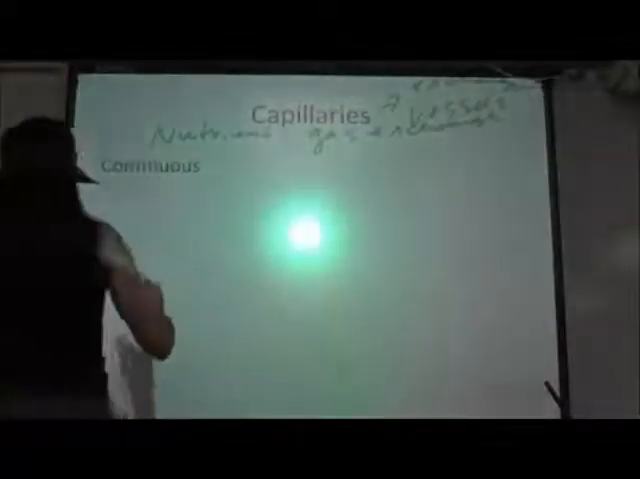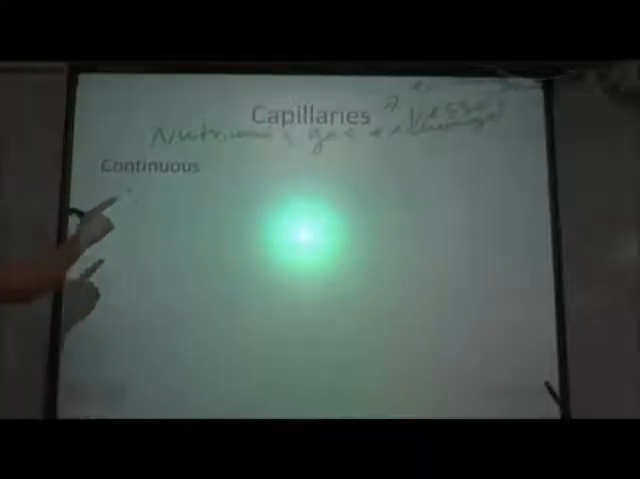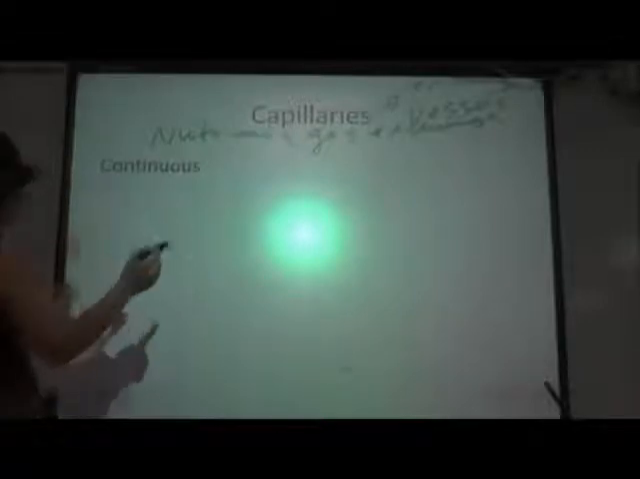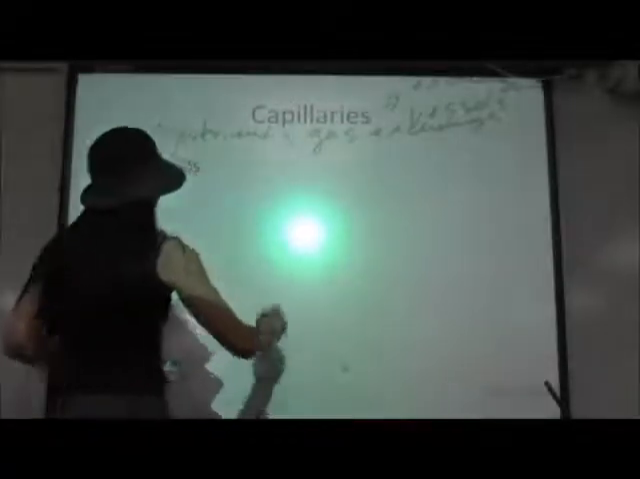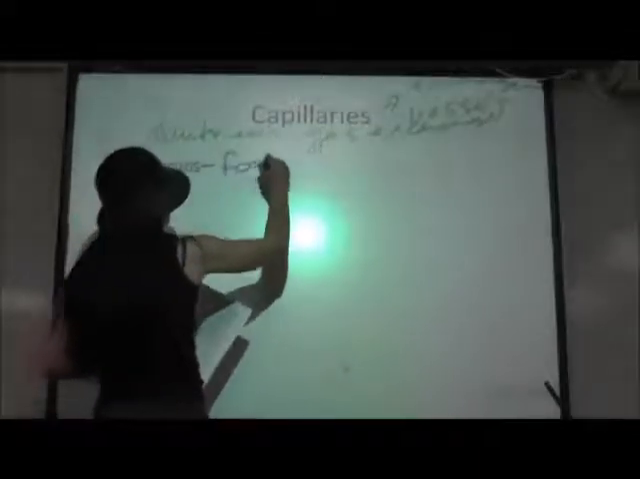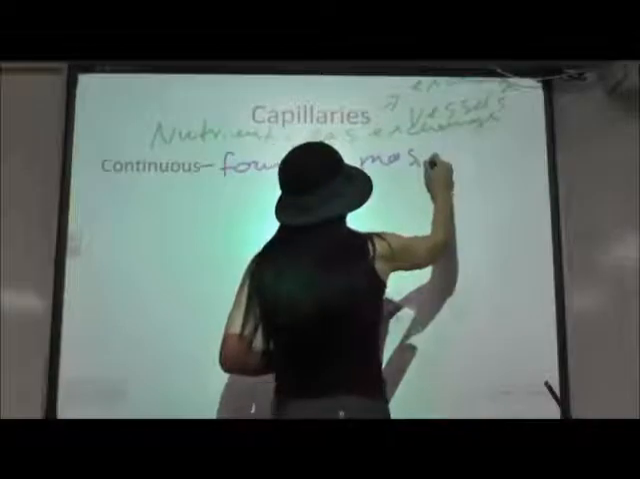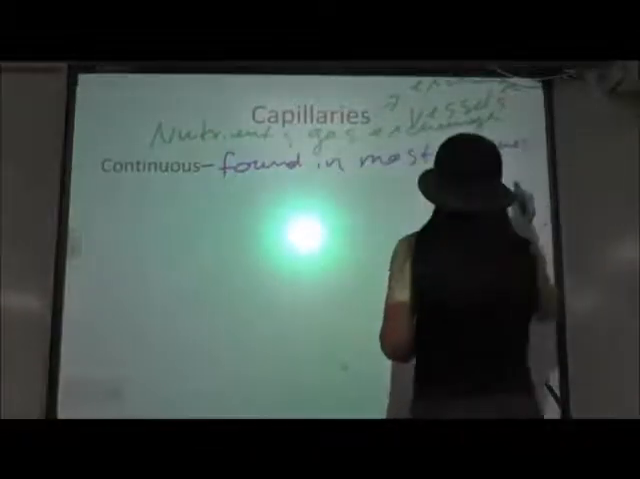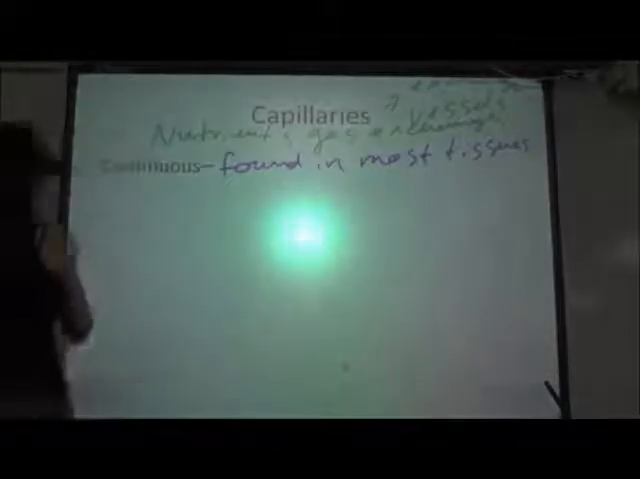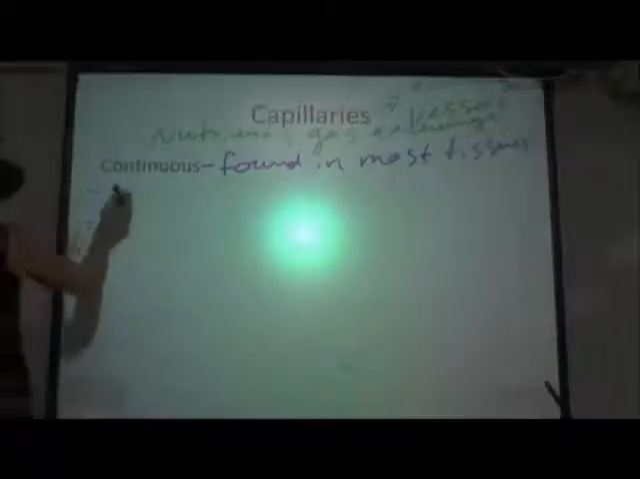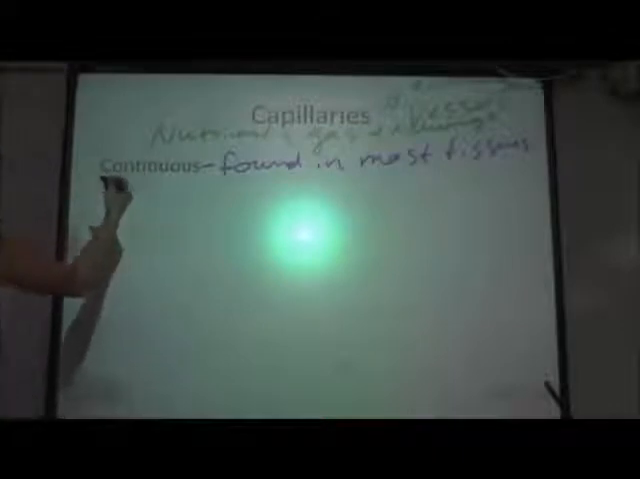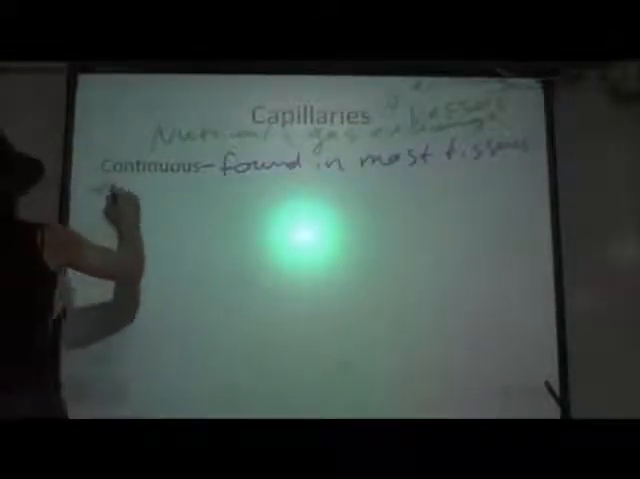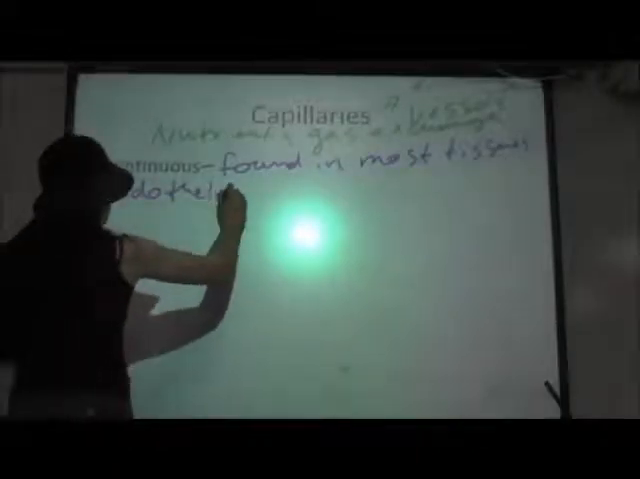The first type is the most common type, continuous capillaries, and our continuous capillaries are going to be present in most of our tissues, and we just have 1 layer of endothelial cells that are held together by tight junctions, but contain what are called intracellular clefts. So these are found in most tissues. And these are going to be endothelial cells. So simple squamous epithelial cells, but it's like the endothelium of the blood vessel. And they're held together by tight junctions, but contain intracellular clefts.